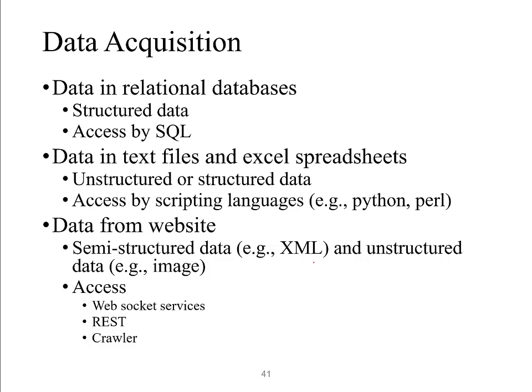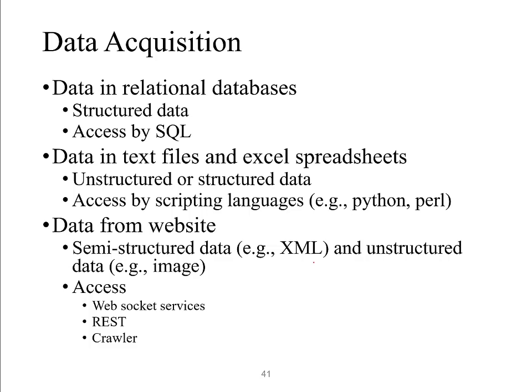For example, we have data in relational database systems. These data are structured, as they are usually tables, so we can access this data by SQL, which is what you have learned in COMP 9311, I guess. For data in text files and Excel spreadsheets, these data are unstructured or structured data, so you access them by scripting languages such as Python or Perl.